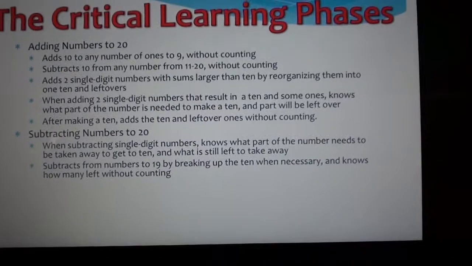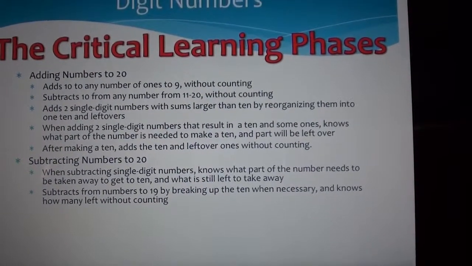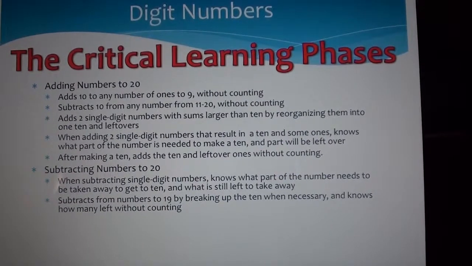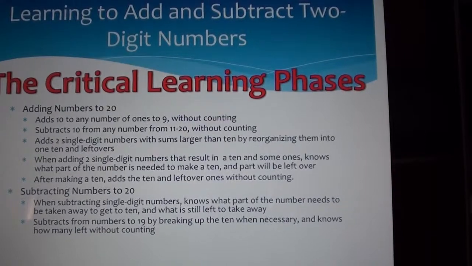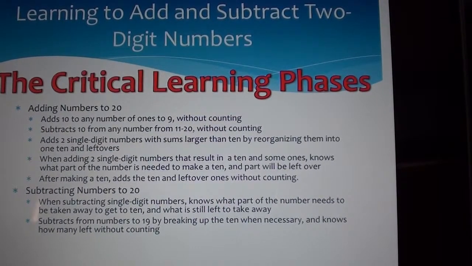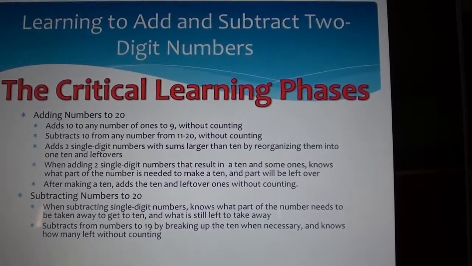In the critical learning phase number 1, adding numbers to 20, they can add 10 to any number of ones to 9 without counting. They subtract 10 from any number from 11 to 20 without counting. They add 2 single-digit numbers with sums larger than 10 by reorganizing them into 1, 10, and leftovers.